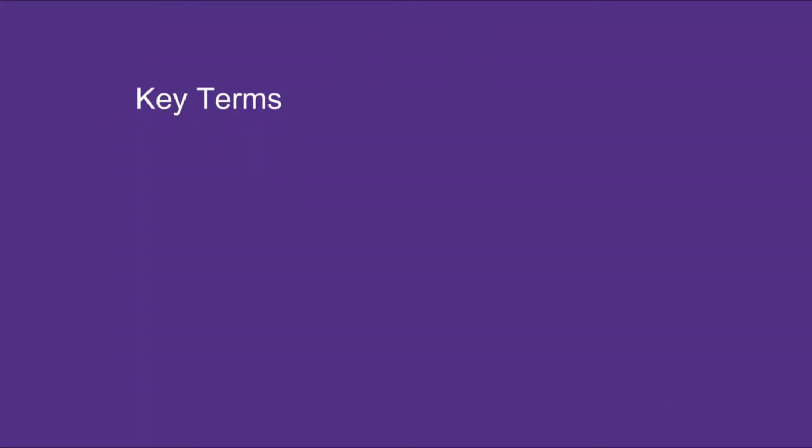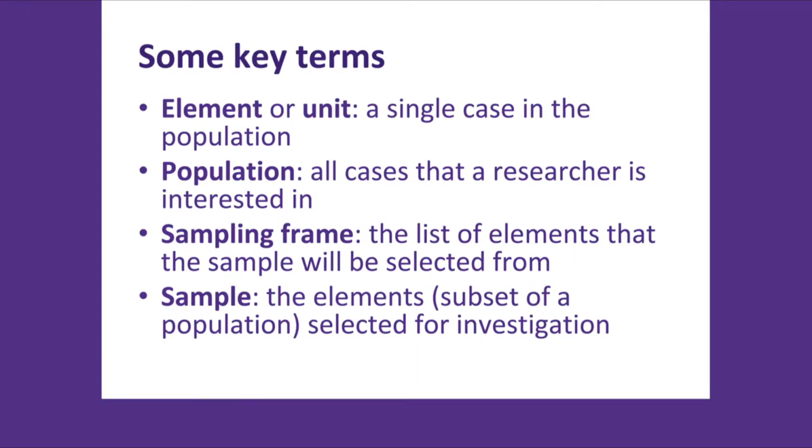So let's begin by looking at some key terms in sampling that you need to be aware of. The first four of these key words are element, population, sample frame, and sample. Now an element is a single case in the population that you're looking at. A population is all the cases, with the total number of cases that you're interested in. A sampling frame is a list of the elements the sample will be selected from, so it's obviously smaller than the population. And a sample will be taken from that sampling frame, and these are the elements that you're actually going to investigate and conduct your research project on.